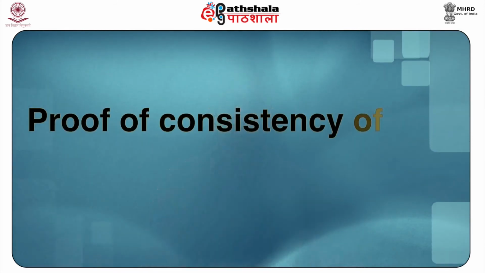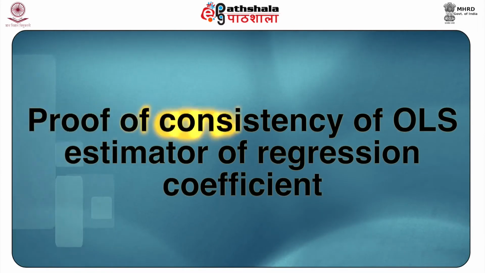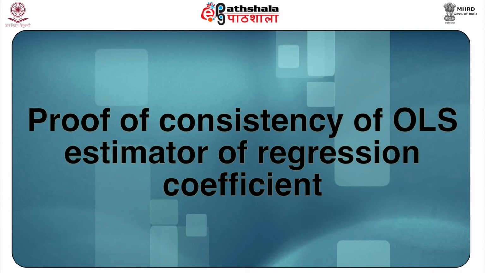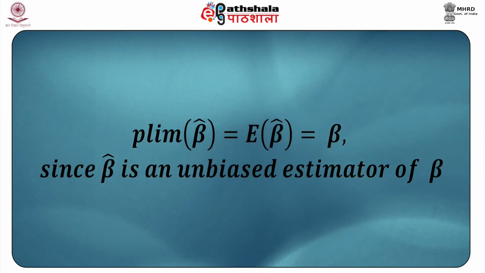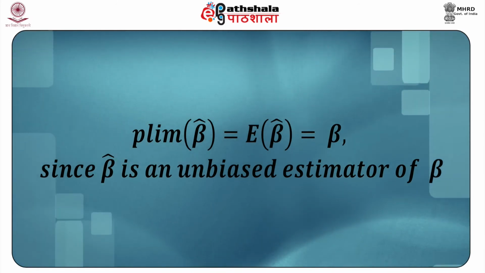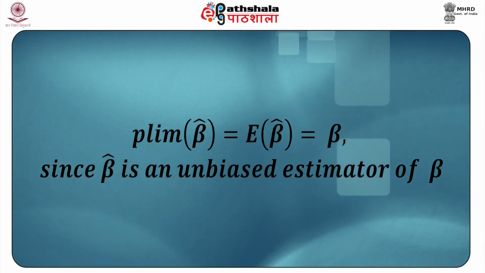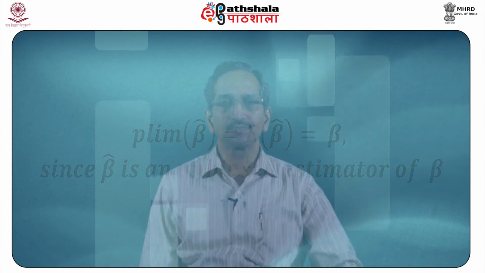Let us now discuss the proof of consistency of the OLS estimator of a regression coefficient. Since we know the expected value of xi mu i is equal to 0, by the law of large numbers, we can say that the probability limit of beta hat will be equal to its expected value as n tends to infinity. That is, the probability limit of beta hat is equal to the expected value of beta hat, and this is equal to beta, since beta hat is an unbiased estimator of beta. Hence, the OLS estimator is consistent.